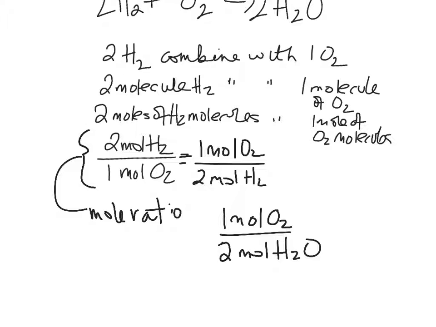2 moles of hydrogen to 2 moles of water. So we can have 2 moles of H2 to 2 moles of H2O, or any of these, you can flip them over. The relationship doesn't change. You're going to use them as you need them.